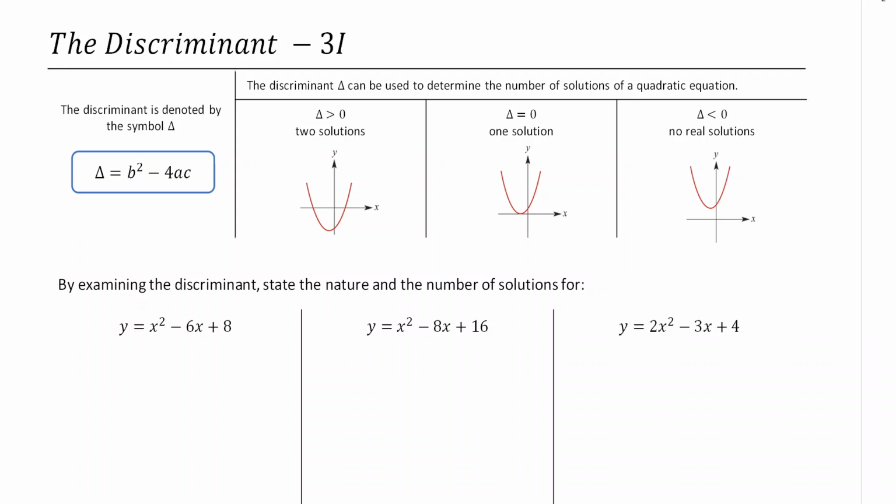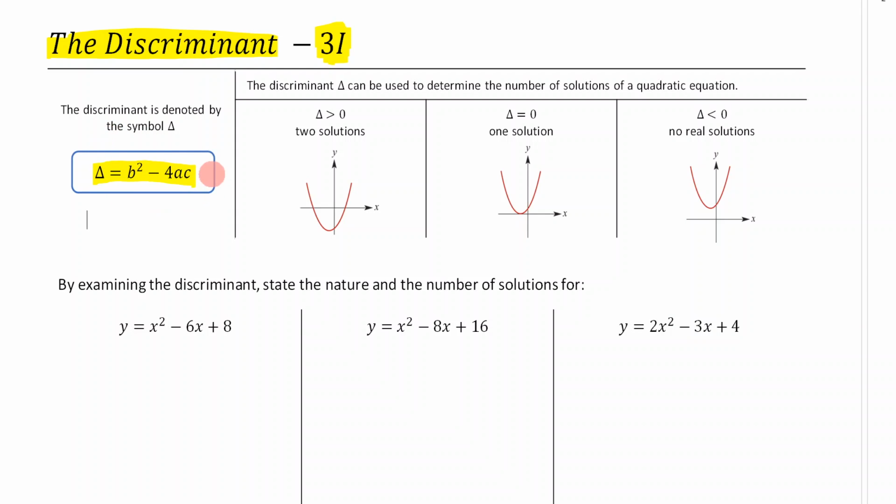Welcome. So in this lesson, we're going to be talking about the discriminant, which corresponds to exercise 3I of your textbook. So once we're finished going through these notes, you're going to begin exercise 3I. So what is the discriminant? Here it is. The discriminant is equal to b squared minus 4ac.